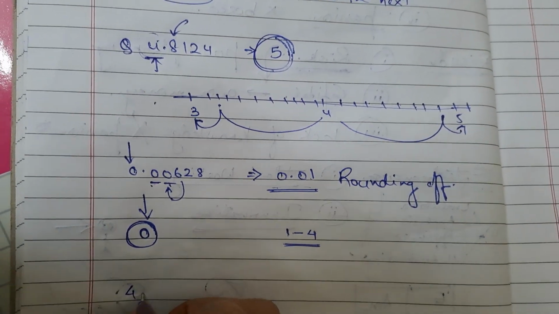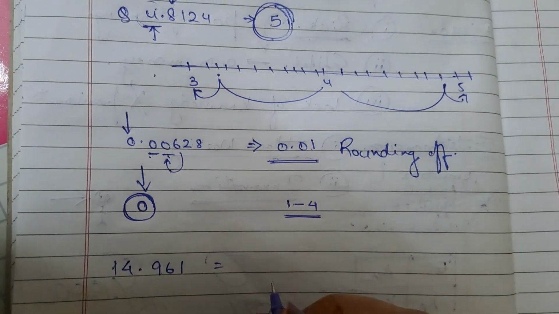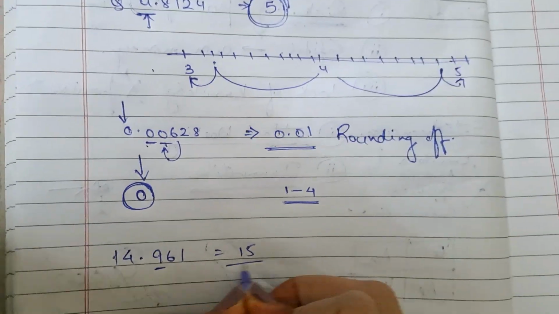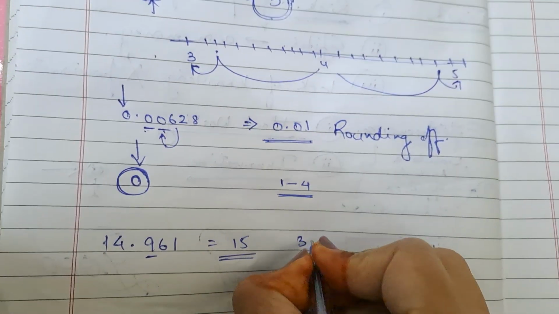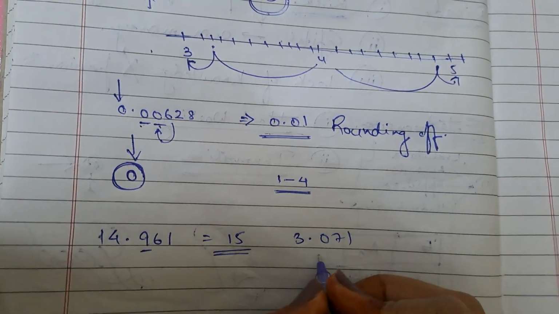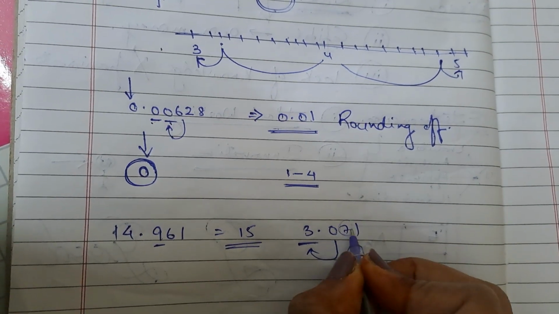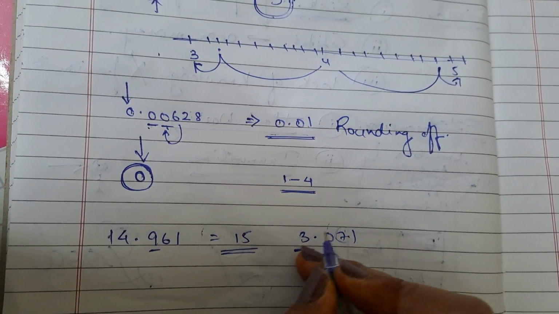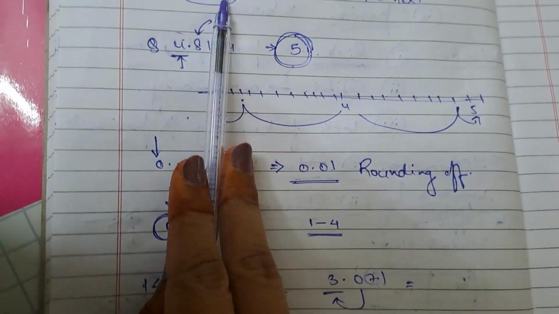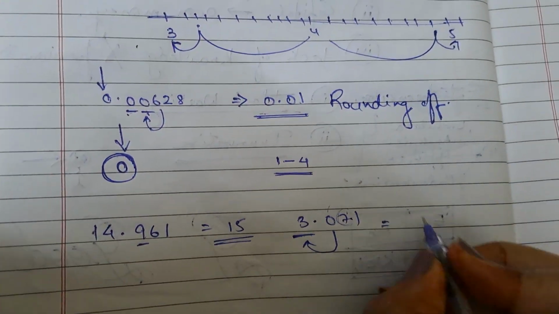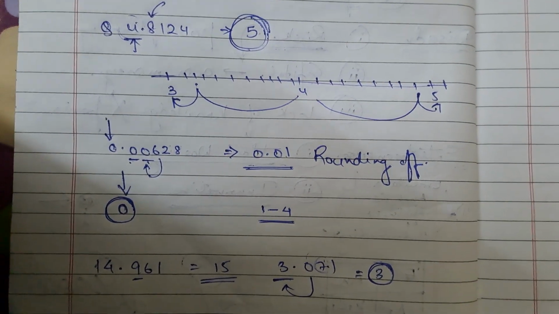If I have 14.961 given to me, here 9 is there, so it impacts this one, and it becomes 15 because 5 to 9 is there. And then I have 3.071 here. This is the whole number place, and this place should be affecting this one. Even if there is a 7, it will become 3.1 only, and 1 will be in the 1 to 4 category. So it will remain 3 itself for this one. This is how you write the numbers to the nearest whole number.